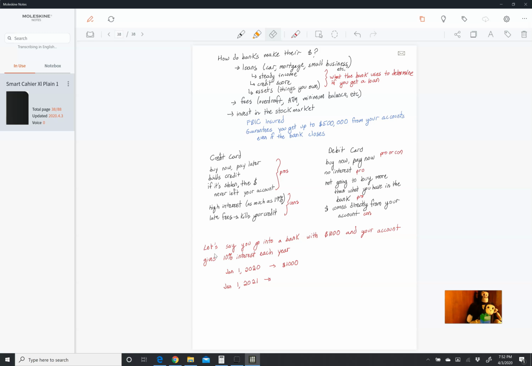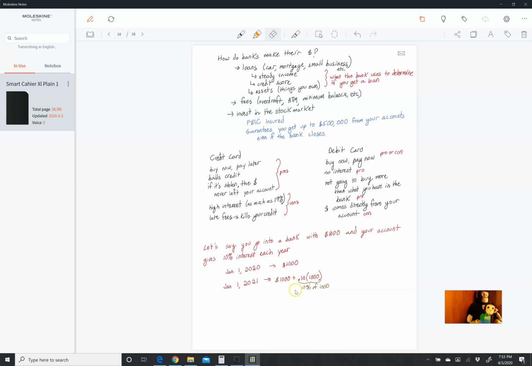Well, we're going to take 10% of $1,000. And the way that we take 10% of $1,000 is we multiply by 0.10. So we're going to do $1,000 plus 10% of $1,000. So this 0.10 times 1,000 is 10% of 1,000. And this is money that just gets added into your account. You didn't do anything to earn it other than put it into the bank.